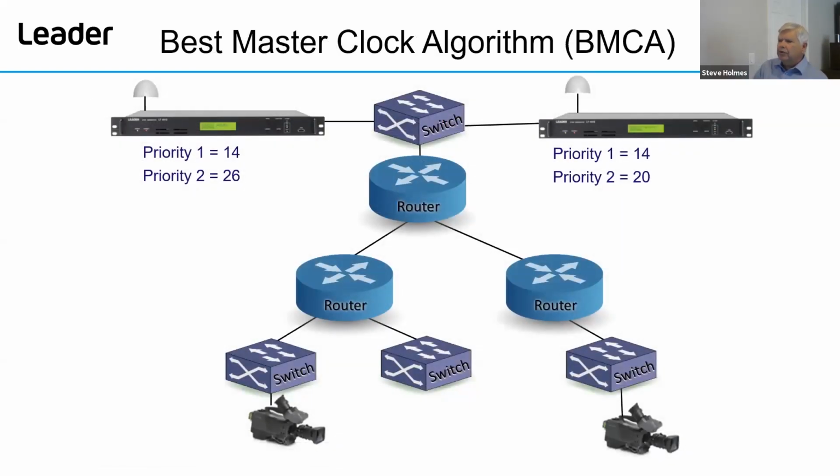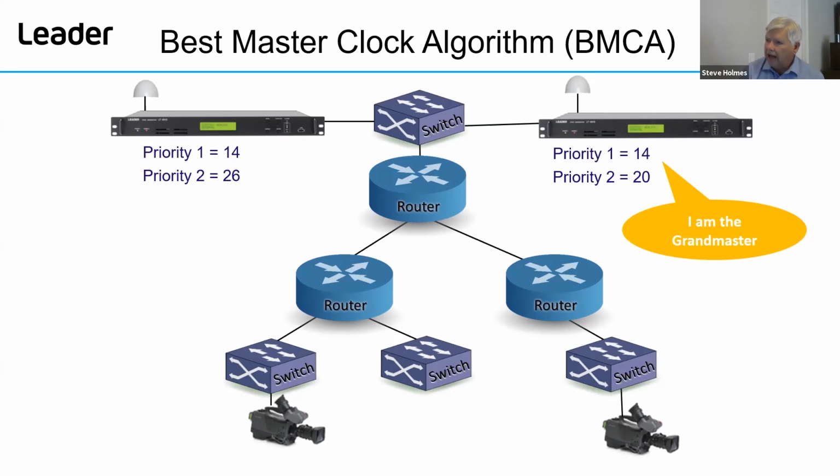So if we look at this particular illustration here, if you look at the sync unit on the left, priority 1 was set to 14, priority 2 was set to 26. The unit on the right, priority 1 was set to 14, but priority 2 was set to 20. If they are both locked to GPS, who's going to end up being the grandmaster in this particular situation? Since priority 2 is a lower number on the unit on the right, he is going to end up being the grandmaster.